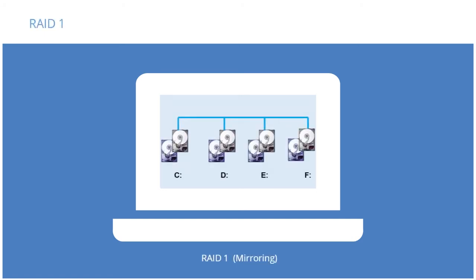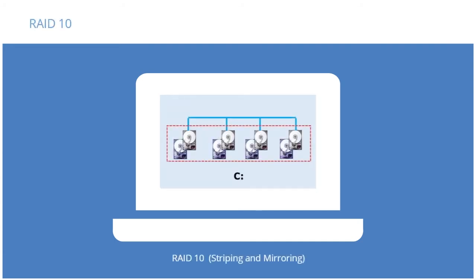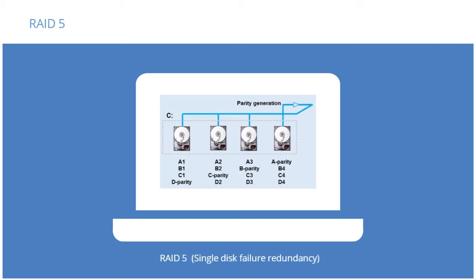RAID 1 involves mirroring data on more than one disk. This adds a level of redundancy to the data, making it more secure, but also more expensive. Since all data is duplicated, it essentially cuts the available disk space in half, making the cost per megabyte of data higher. RAID 1 requires a minimum of 2 disks. RAID 10 involves both striping data across several disks and mirroring the data at the same time. It requires a minimum of 4 disks, but provides the best of both worlds, the speed of striping and the redundancy of mirroring.